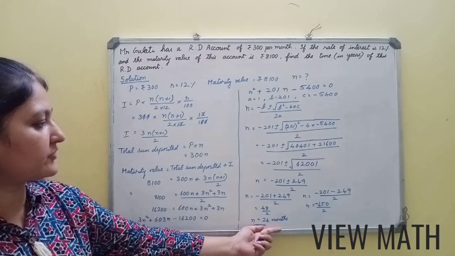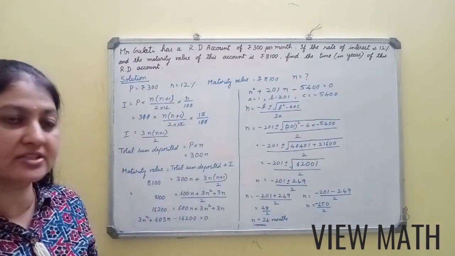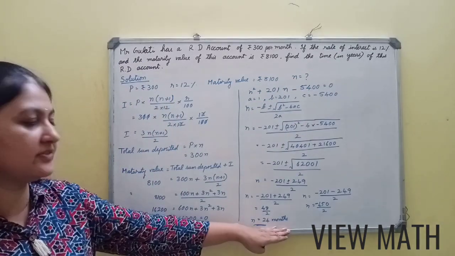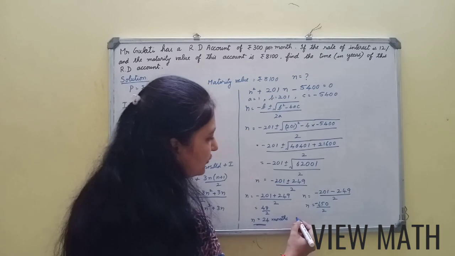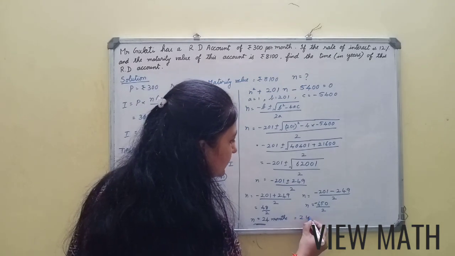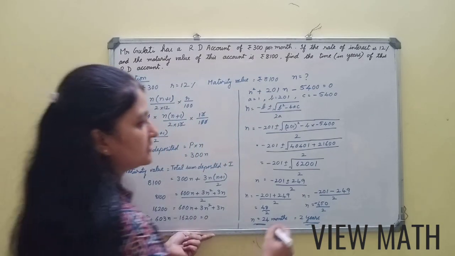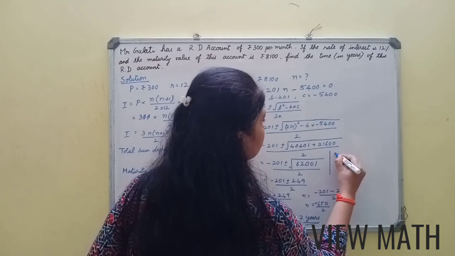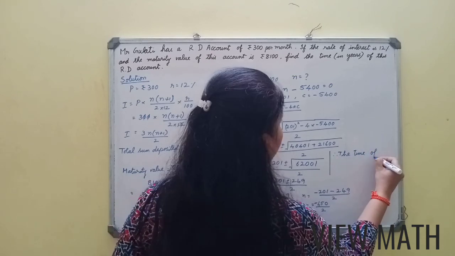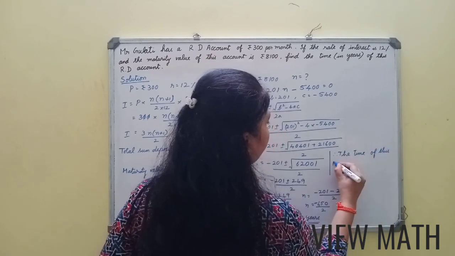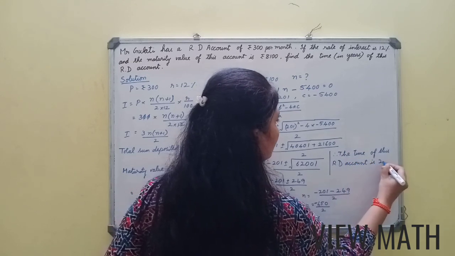Now you have to be very careful. See the question. Find the time in years. So they are asking us to find out in years. So you cannot leave it here. So I have to convert the months into years. So here 24 months, this is equal to 2 years. Therefore, the time of this RD account is 2 years.